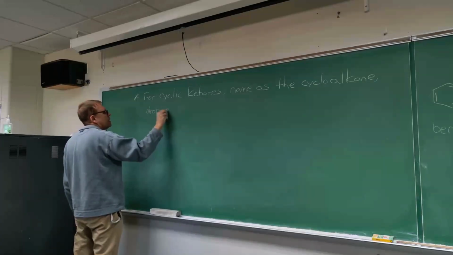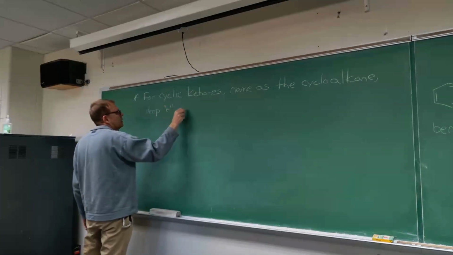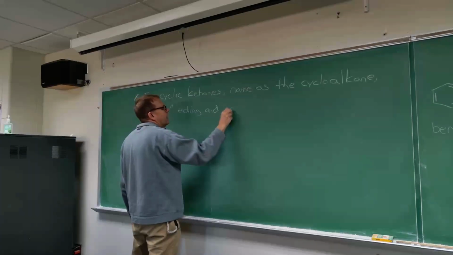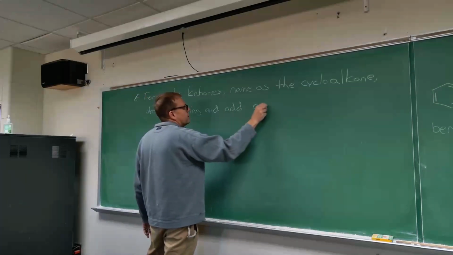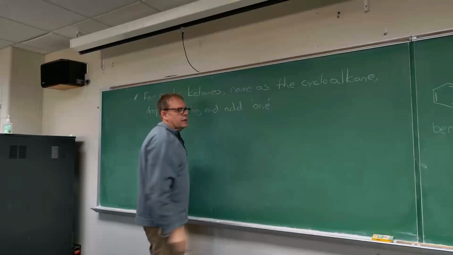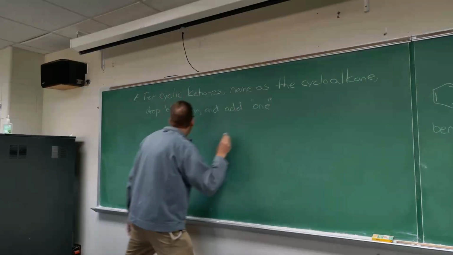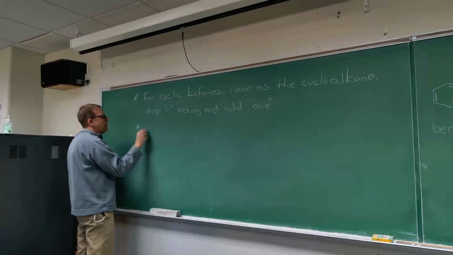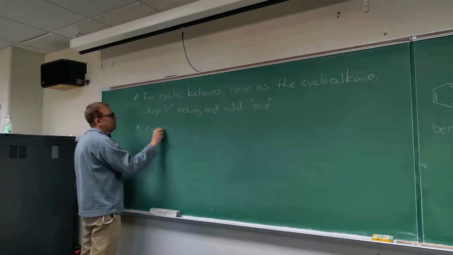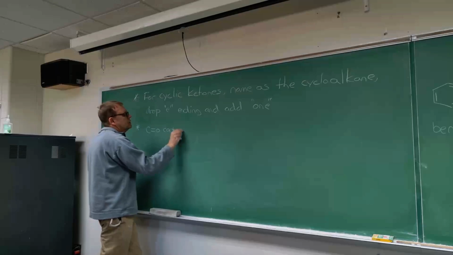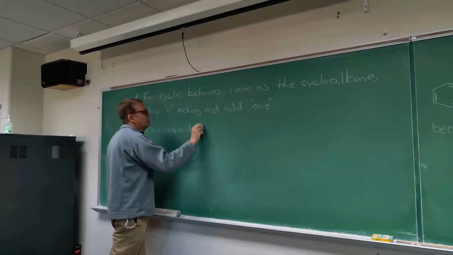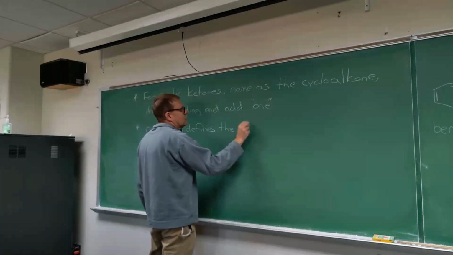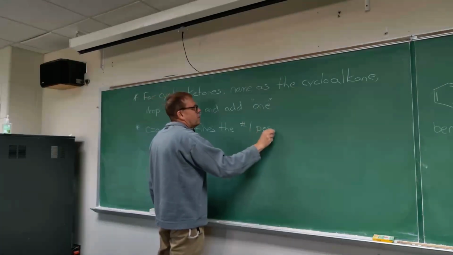Drop the E ending and add -one. So pretty much just like the acyclic ketones. But here's the big difference: the carbonyl carbon defines the 1 position. So you don't need to name it.